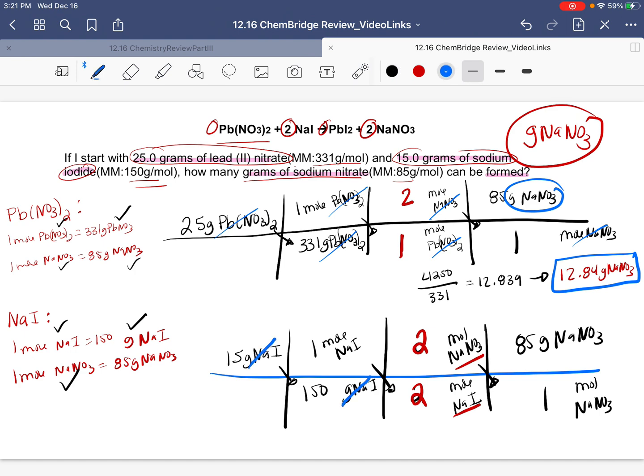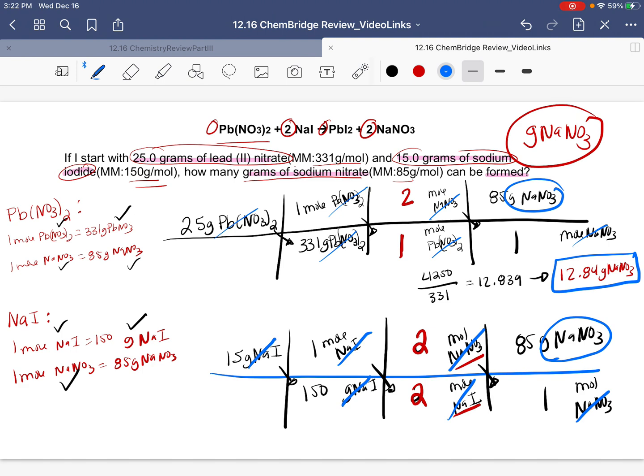So grams of sodium iodide cancel out with grams of sodium iodide, moles of sodium iodide with moles of sodium iodide, moles of sodium nitrate with moles of sodium nitrate, and I'm left with grams of sodium nitrate, which is what I wanted in the first place.